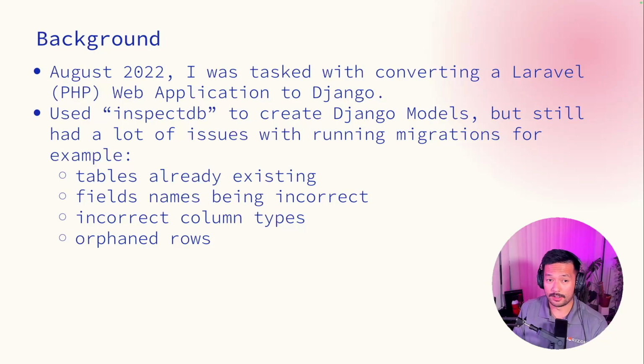I was getting errors about tables already existing, fields being named wrong, incorrect column types, orphaned rows, and that's just to name a few. And I'll be first to admit that I didn't spend a lot of time reading documentation. Prior to this project, the only knowledge of migrations I had was, if you run makemigrations, it'll create some file, and then if you run migrate, it'll execute that script. In order to convert the existing MySQL database, I had no choice but to get familiar with what was going on under the hood.